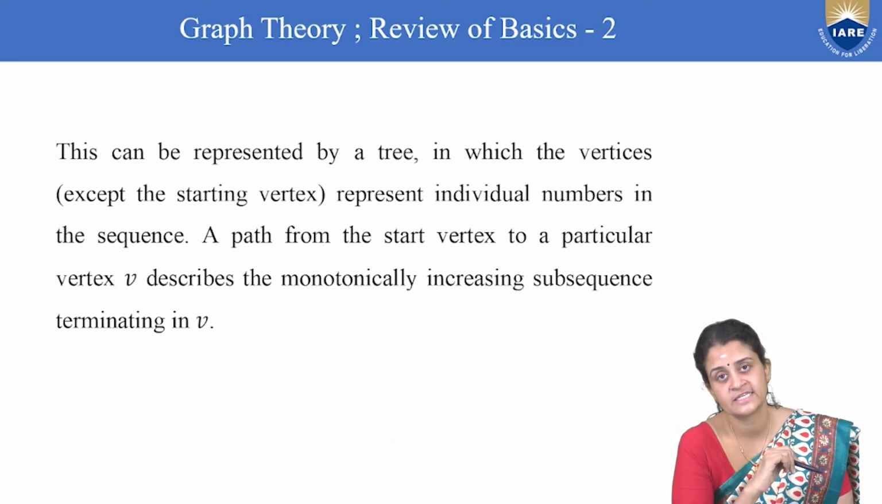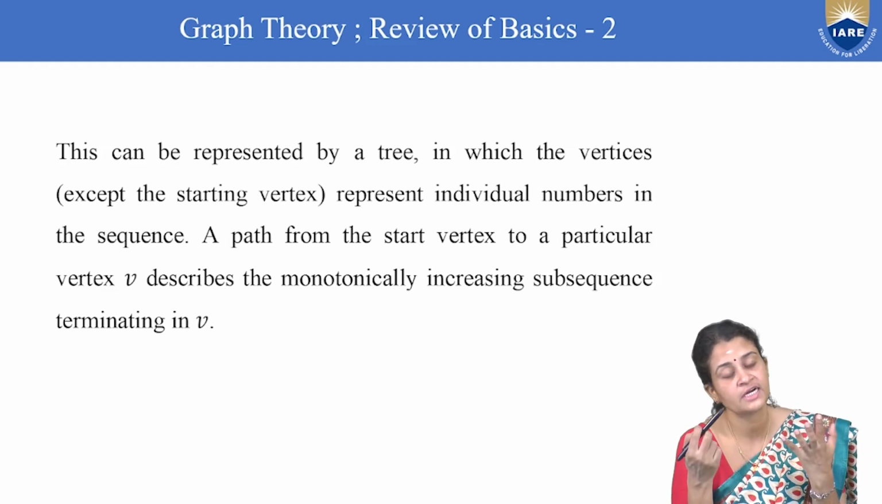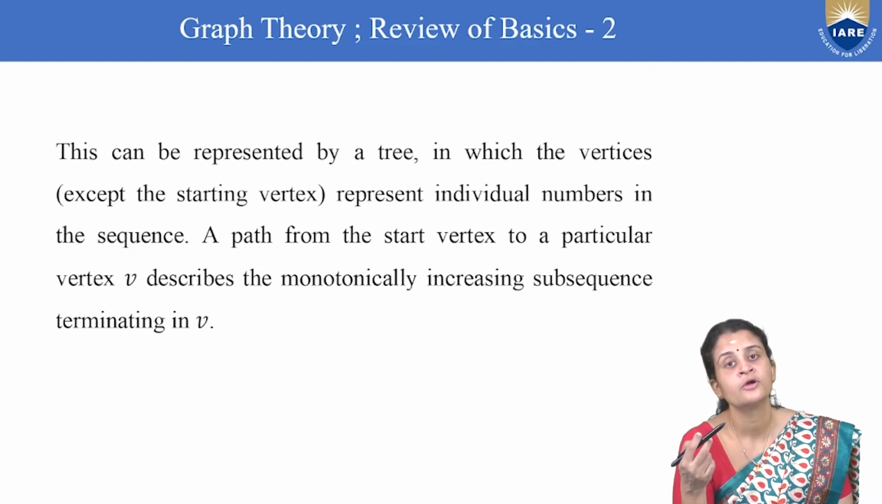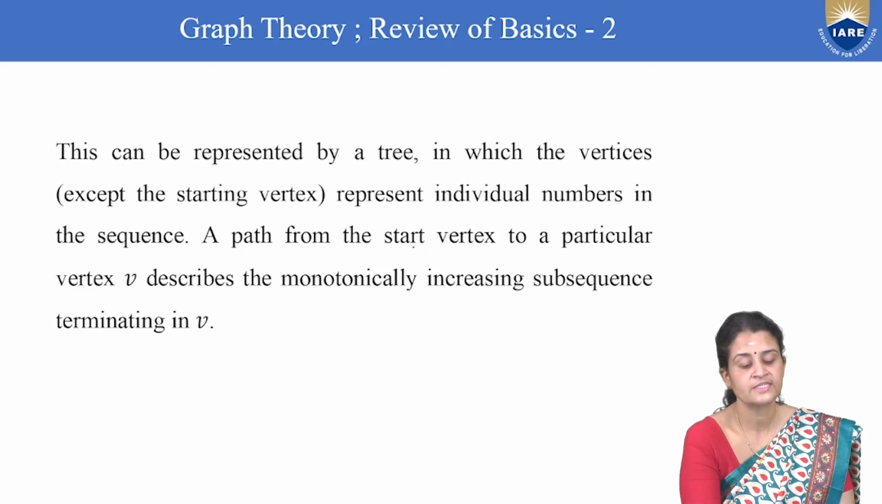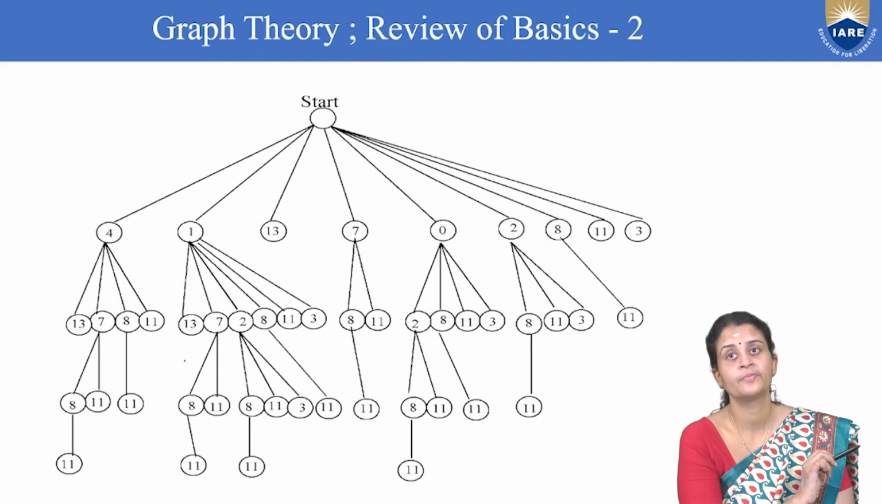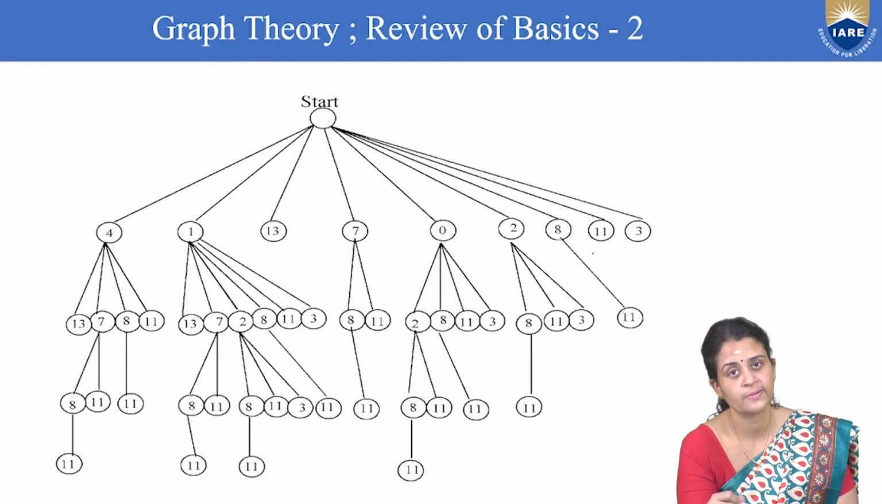It can be represented as a tree, starting with a vertex. From a start node, we put every number. A path from the start vertex to a particular vertex V describes the monotonically increasing sequence terminating at V. We will see here. We are putting a start vertex, and we are putting each number of our sequence: 4, 1, 13, 7, 0, 2, 8, 11 and 3.